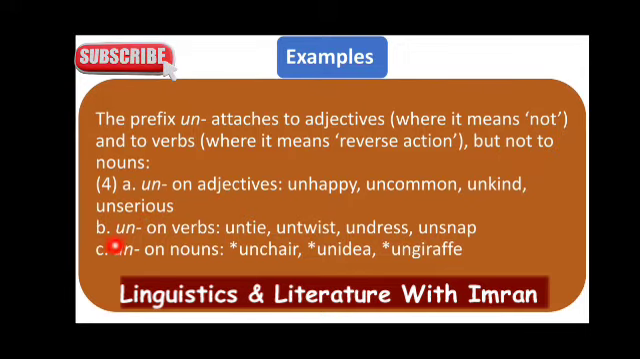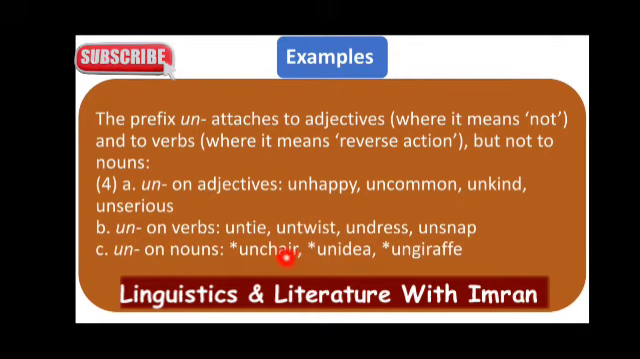So we can also add un to verbs, like untie, untwist, undress and unsnap. The reverse action here: un doesn't mean not, but the reverse action of something. For example, something that is tied and you untie it, the reverse action. Something that is twisted and you untwist it. Someone or something that is dressed and you undress it. Snap and unsnap. But you can't add un to nouns.